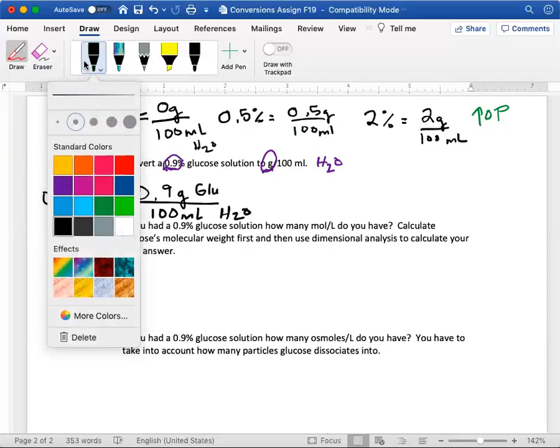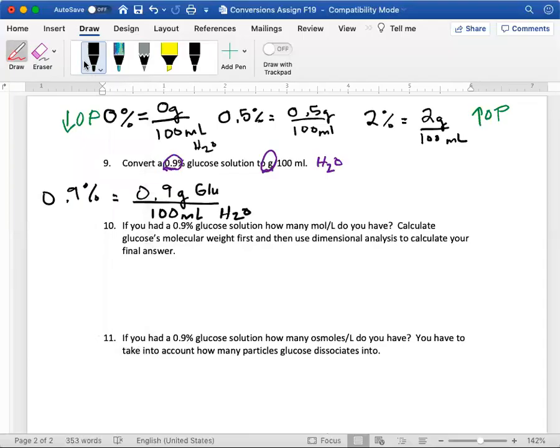Okay, so let's go and look at the other one. So number 10, if you had a 0.9% glucose solution, how many moles per liter do you have? Okay, calculate glucose's molecular weight first. I will give you this on an exam. So glucose's molecular weight is 180 grams per 1 mole. So if you weighed out a mole of glucose, it would be equal to 180 grams.